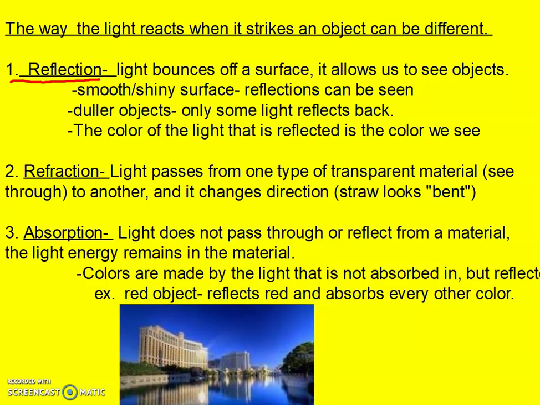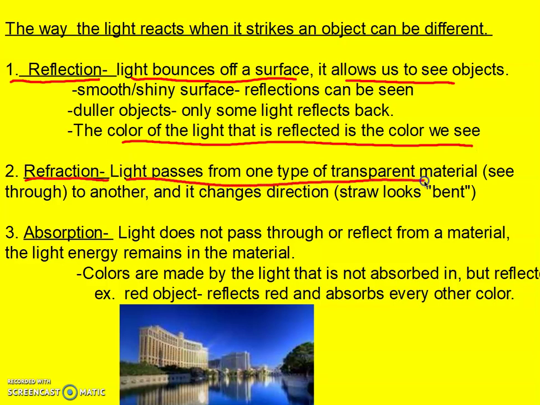So let's see. Reflection: light bounces off an object, which allows us to see. The color of light that's being reflected is the color we see. Refraction: light passes from one type of transparent material to another, and looks bent. Absorption: light does not pass through or reflect from a material. Light energy remains in the material.